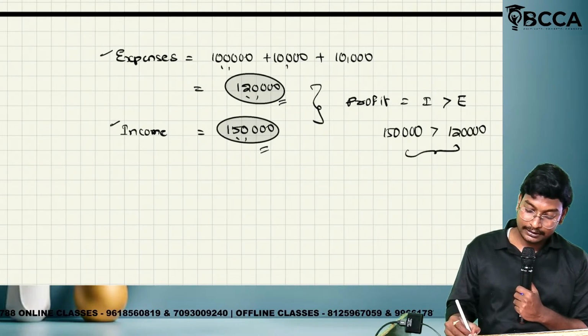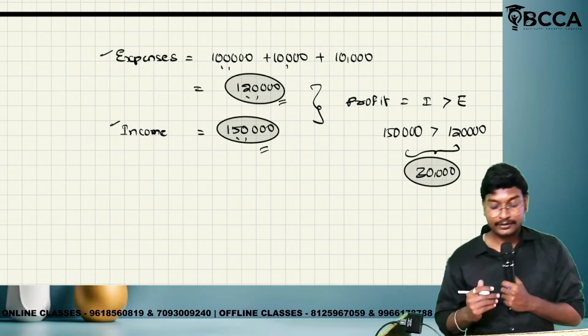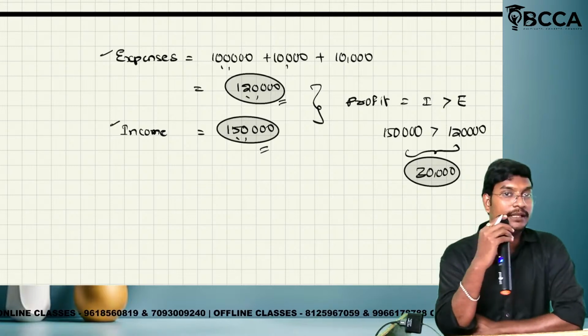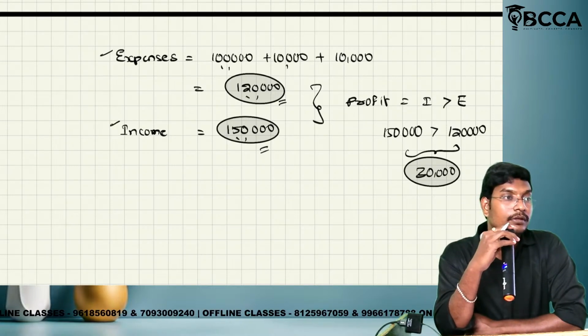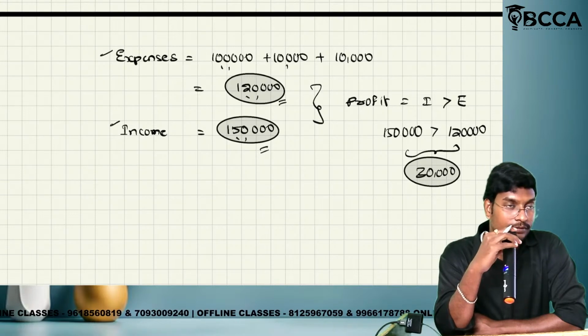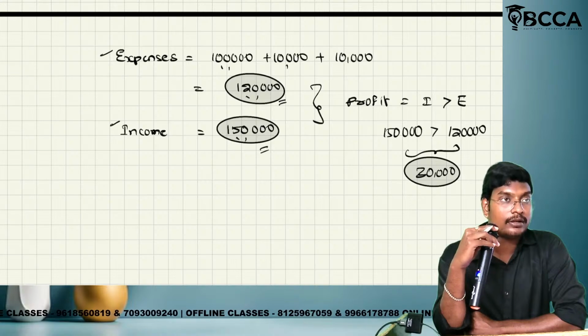So then we will get the profit or loss. Profit of rupees how much? 30,000. That means the difference between the income and expenditure is called profit or loss. If income is more, then we will call it profit. If the income is less, we will call it loss. So this is all the discussion we have.